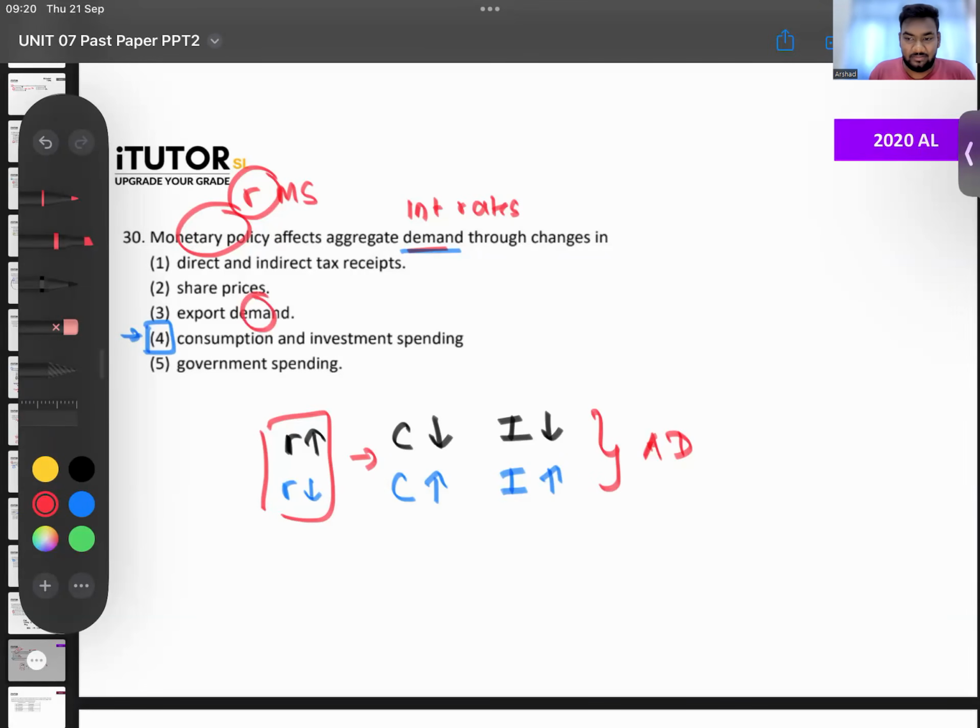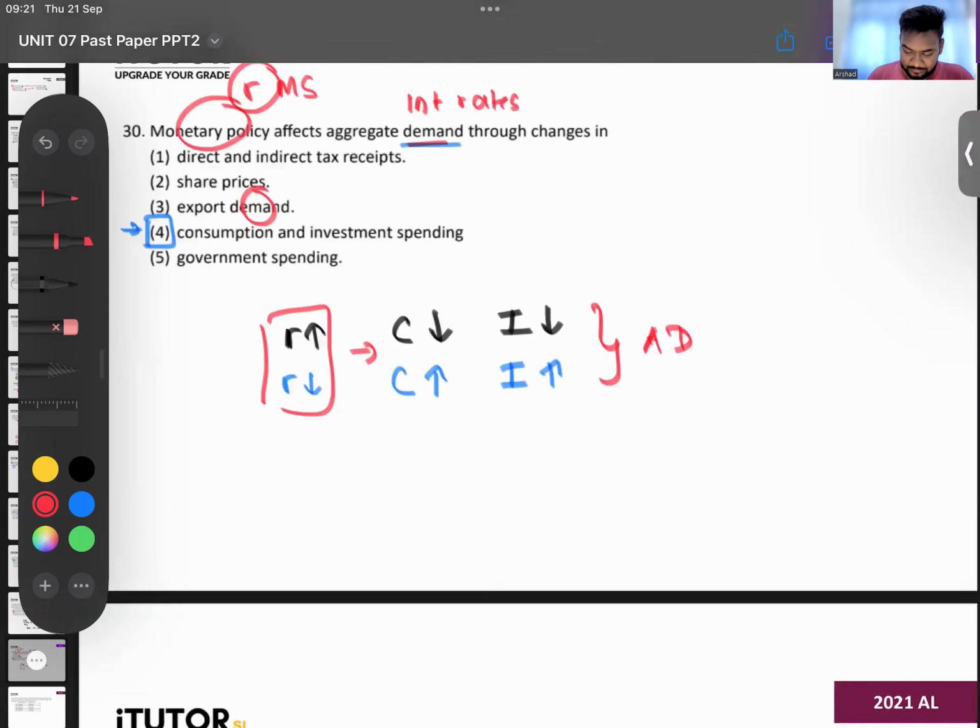Consumption is the dependent variable. So consumption doesn't change the interest rate. Interest rate will change the consumption. Consumption is dependent, yes. So the question is saying the monetary policy affects aggregate demand through changes in what? According to monetary policy, interest rate changes. So when interest rate changes, consumption and investment will get affected. Consumption and investment are the dependent variables, yes. Okay, fine, anything else on 30?